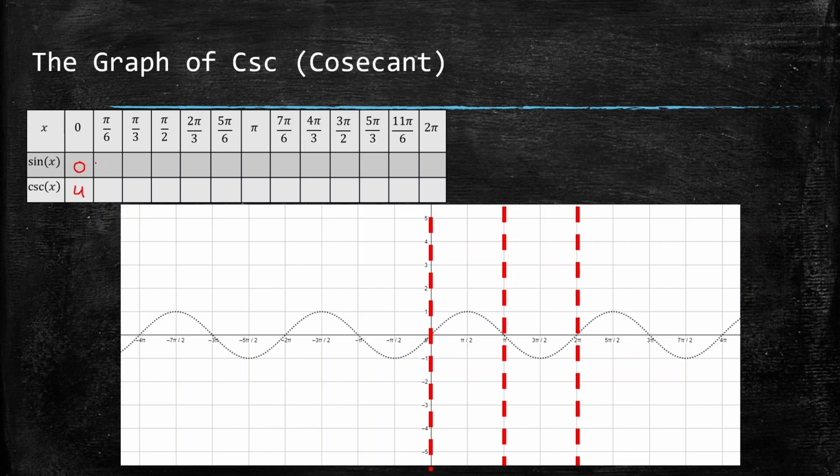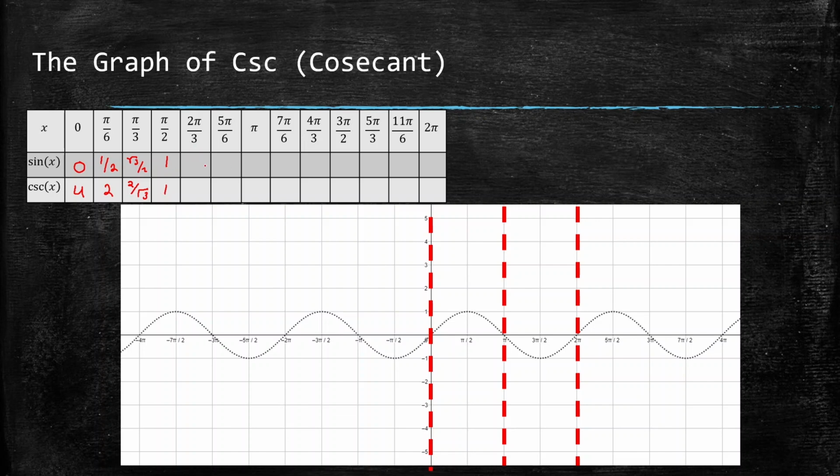So then moving on, for pi over 6, I'm at 1/2. So here I'm going to be 2. Pi over 3, I'm at radical 3 over 2, and so the inverse of that is 2 over radical 3. At pi over 2, I'm 1, and so the inverse of 1, of course, is 1. And this is the point where these two graphs actually touch each other.